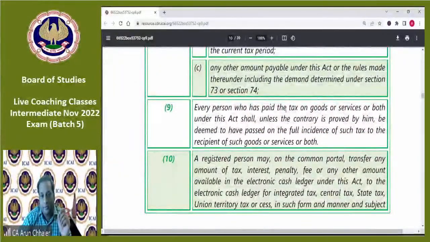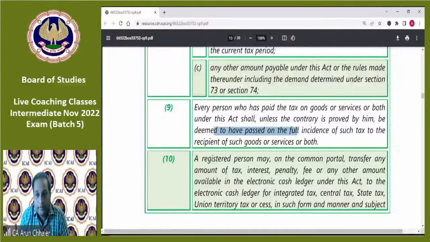Every person who has paid the taxes on goods or services or both under this Act shall, unless the contrary is proved, be deemed to have passed the full incidence of the tax to the recipient of the goods or services. What does it mean? If you remember, in the last class we discussed this clause. I think Karthik, you asked the question, what is the meaning of incidence of the tax passed. Again repeating, incidence of the tax means who has borne the tax, who is paying the tax from their own books.